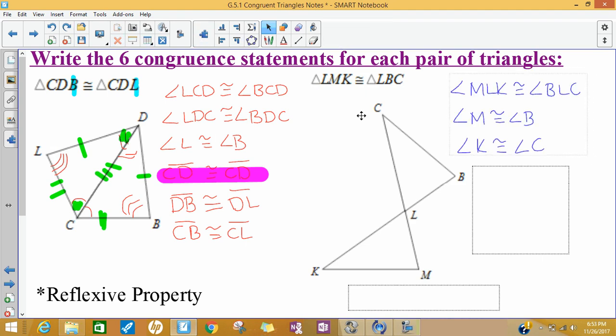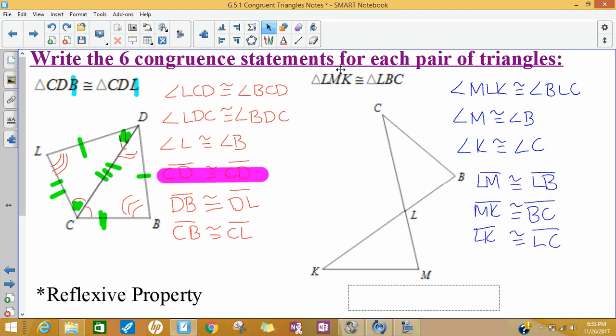So I can do the same idea over here. I have 3 pairs of angles and 3 pairs of sides just by looking at the names. I have to name the angles with the letter L very carefully because L is in both triangles. So I will name my angles MLK. So I'll go middle first last. So that means middle first last is BLC.